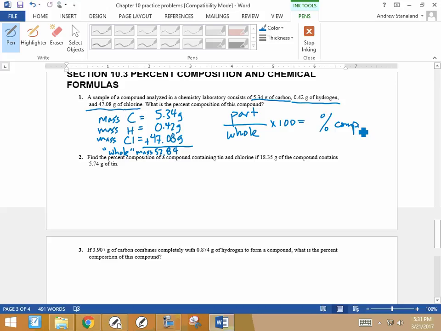So, here's your carbon part. To get percent carbon, you put your part over your whole in grams. And to get your percent composition for hydrogen, put your part of hydrogen over your whole. Lastly, with chlorine, put it over your whole, part over whole, and that'll give you percent compositions.